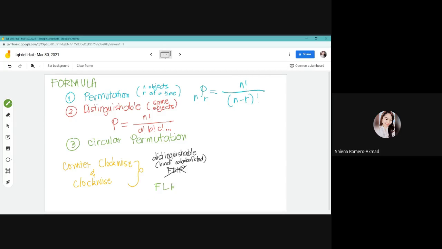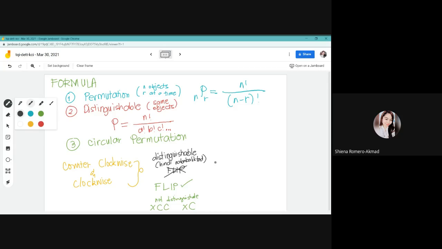And because of that, you cannot distinguish this. Hindi mo malalaman alin yung counterclockwise at hindi mo rin malalaman yung clockwise. Dahil doon, nakakalito. May mauulit na arrangement. Since you can flip that anytime. So, yan yung kailangan tandaan.